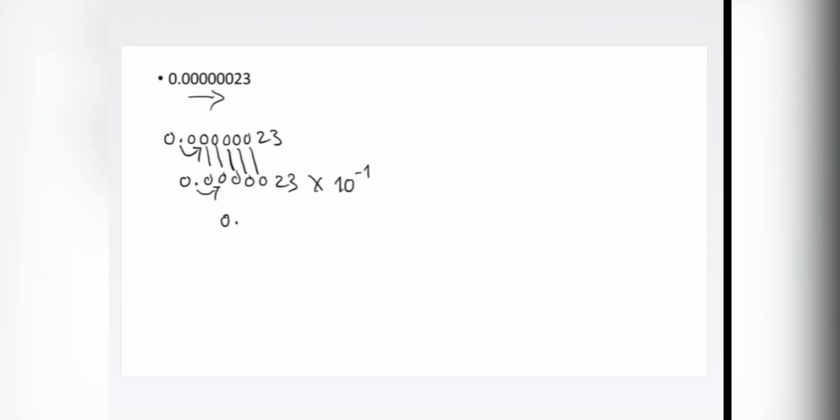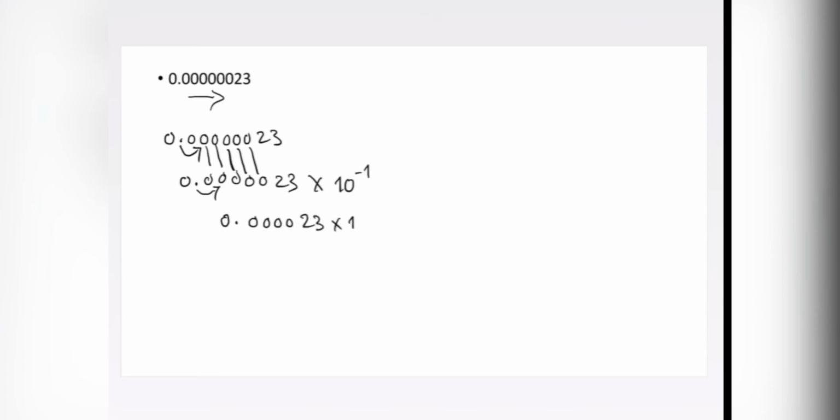Our decimal point is here and it's going to move right hand side. We have 6 zeros here and 2 3. Now my decimal point is moving this way, 0 point. So how many? 1 2 3 4 5. Then I multiply. When your decimal point is moving right hand side, your power is going to be in negative form. Okay, negative.